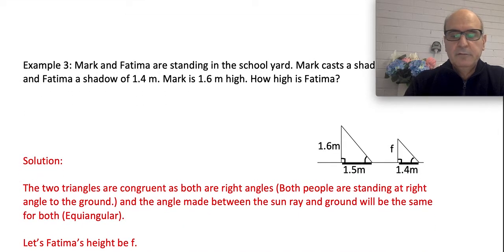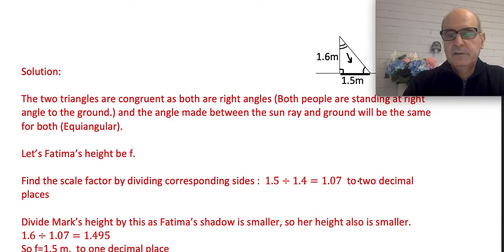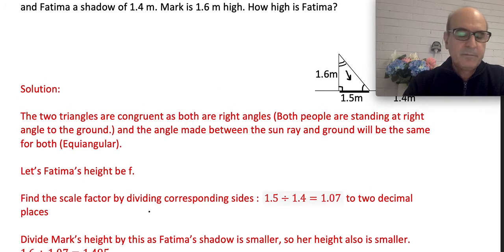All right, now we need to find the scale factor by looking at corresponding sides. This 1.5 meter corresponds to 1.4 meter from this triangle. Why again? Because this angle is equal to this angle and the opposite sides are corresponding. So to find the scale factor, divide the corresponding sides. 1.5 divided by 1.4 gives us 1.07 to 2 decimal places.